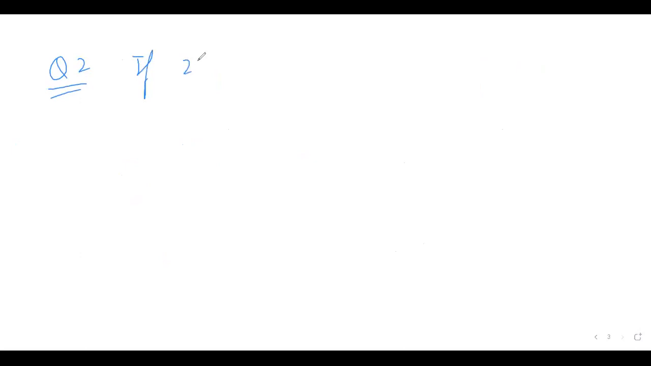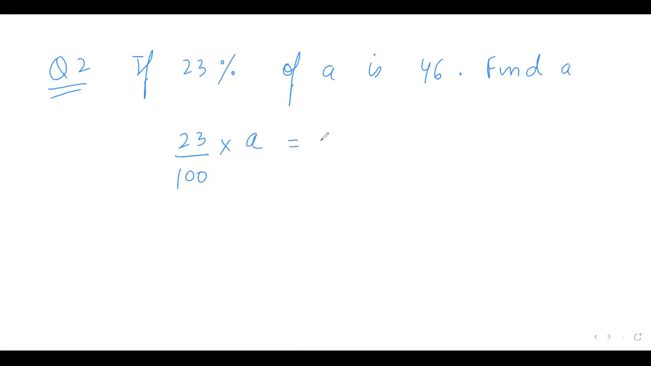If 23% of A is 46, find A. So see, if I have to convert it into mathematics, 23% of means multiply A, is means equal to 46. You have to find A.